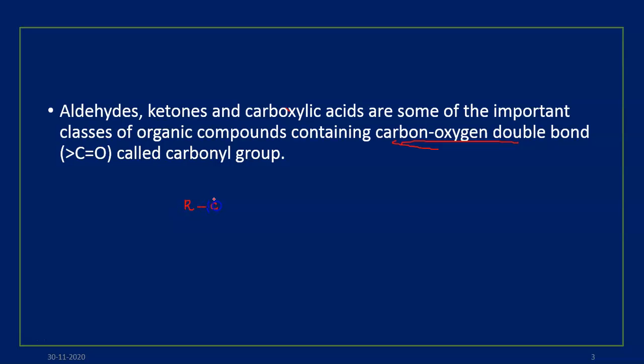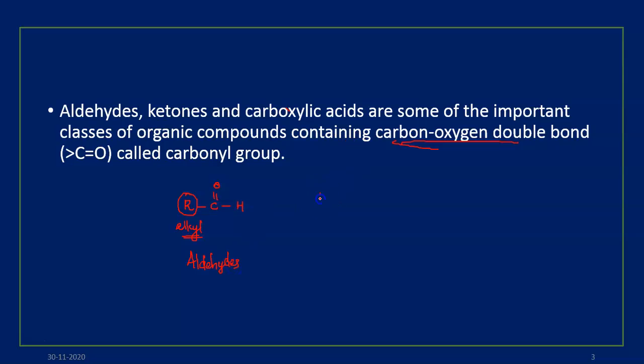This is R-C double bond O. If a hydrogen atom is attached to the carbonyl group, other than an alkyl group, this is an alkyl group, and this is a hydrogen atom directly attached to the carbonyl group. This C double bond O is called the carbonyl group. Then it is called an aldehyde.